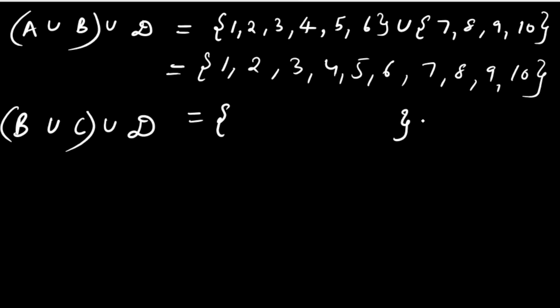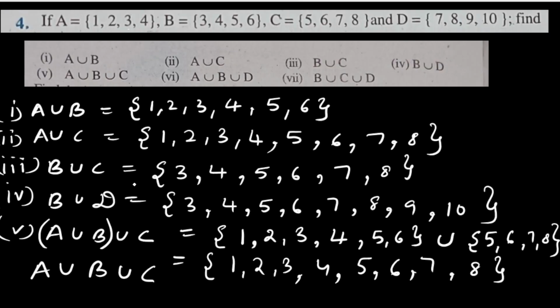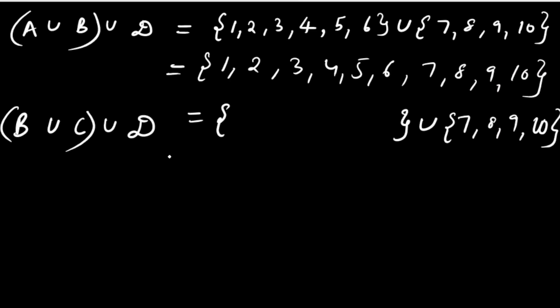Okay, so D's value we already know. D is 7, 8, 9, 10. And B union C we have found in the third part. The same value I'll write here: 3, 4, 5, 6, 7, 8. So now these are all the elements I have to write.